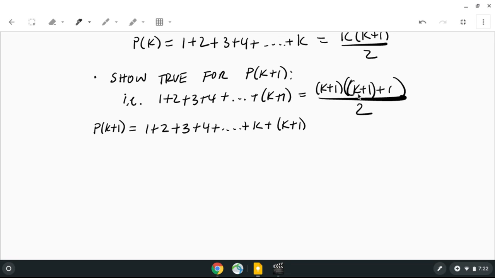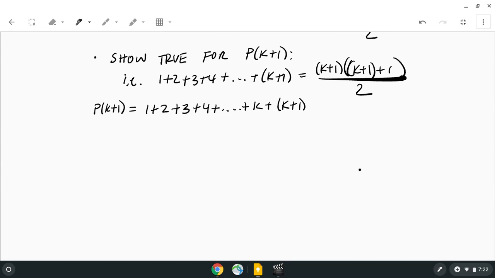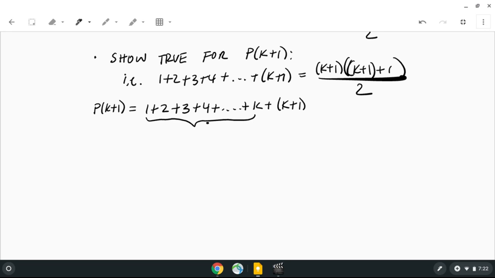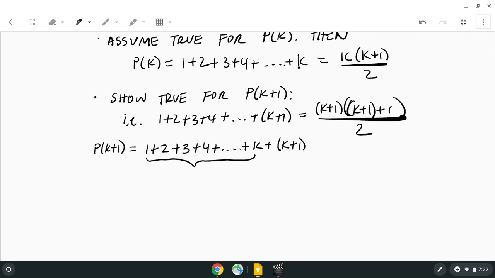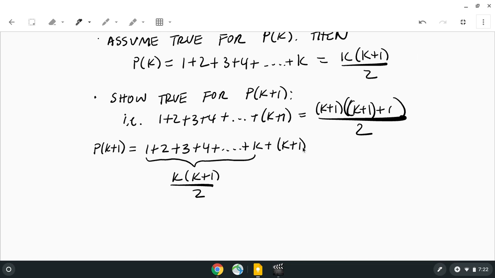I can't touch this. I leave this here so I can see my work and I know what I'm trying to get my work to look like. Okay. So again, right here, you already know that the formula works for the first k terms. So the first k terms can be rewritten like this right here. Okay, and I'll go ahead and bring down this plus k plus 1.